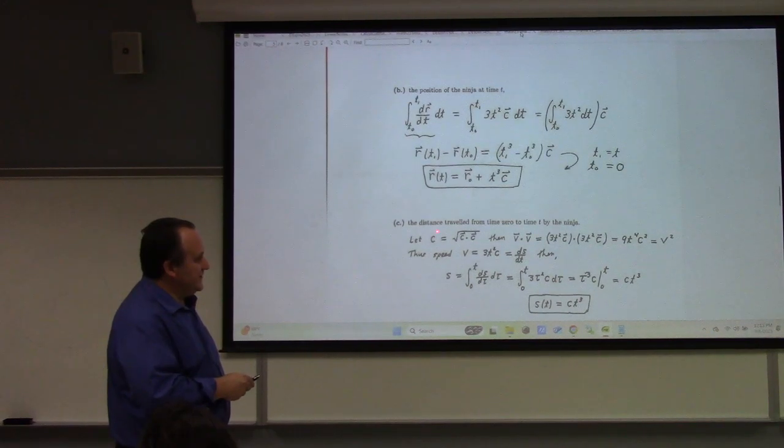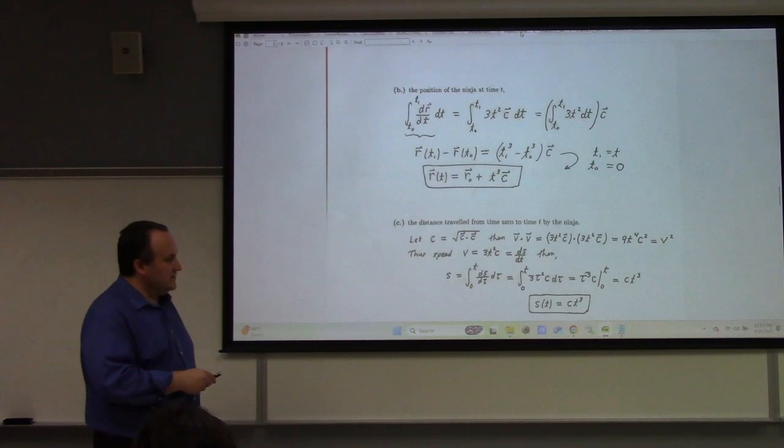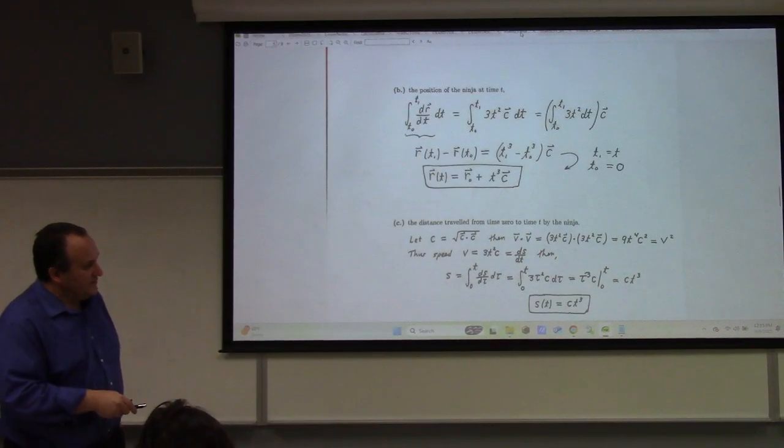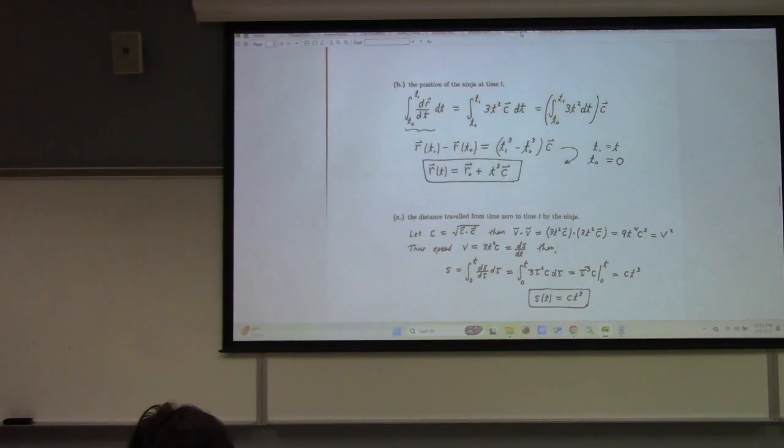To get the distance, we integrate the speed. The speed here is just 3t squared c, where c is the magnitude of the vector. That's our notation for magnitude. And so I get c t cubed for my arc length as a function of time, which is the distance traveled in this context.